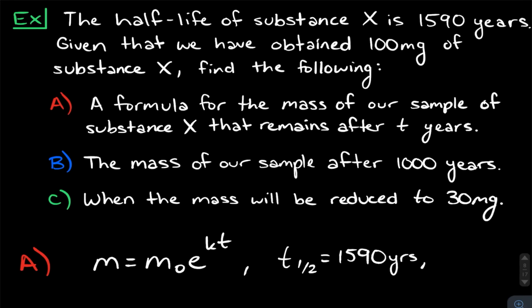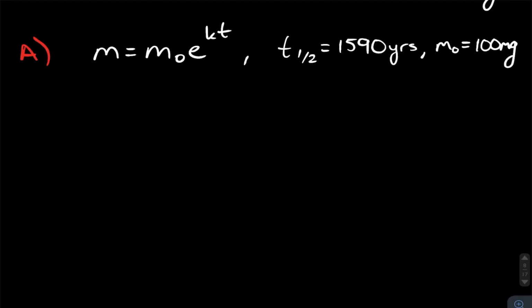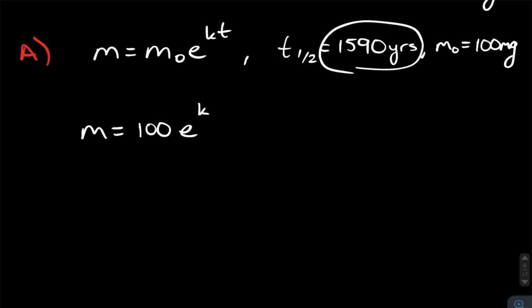We also know that we start out with 100 milligrams. That's m naught. Now, looking at this information here, we're given a time, we're given an initial mass, right? And if we plug those in, we have 100 milligrams, which we don't even need to include the units really. This is math, not physics. We have 100 times e to the k times, and we're given a half-life, we could plug that in, right? We'd have k times 1590, right?